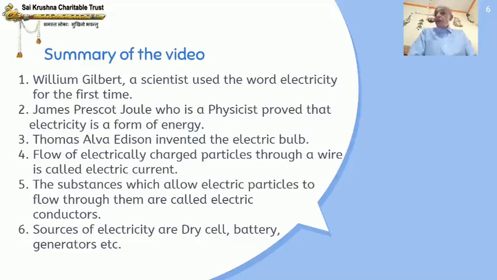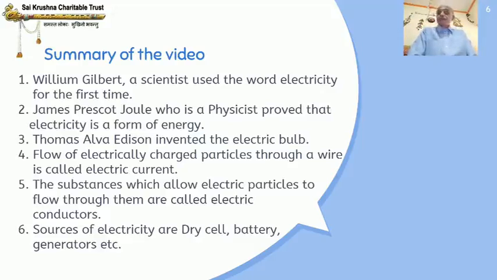Third point, Thomas Alva Edison invented the electric bulb. Remember this? Thomas Alva Edison invented the electric bulb. Fourth point, flow of electrically charged particles through a wire is called electric current. So what is electric current? Flow of electrically charged particles through a wire is called electric current.